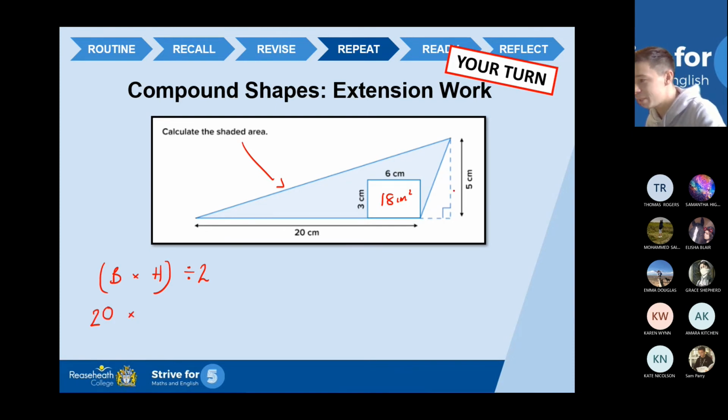The height we've been given here is 5. So 20 times 5 is 100. Divided by 2 is 50. So I know the area of the triangle is 50.